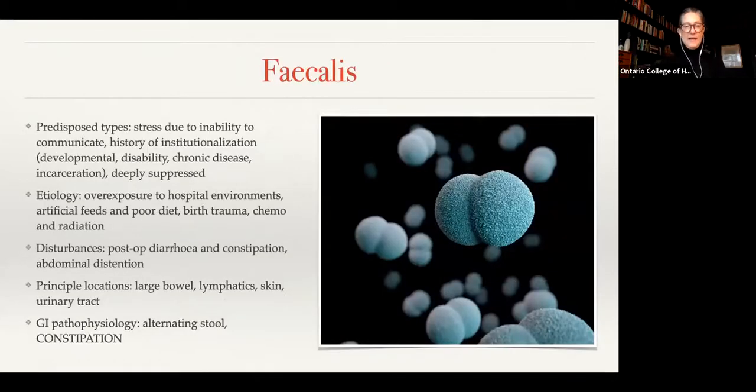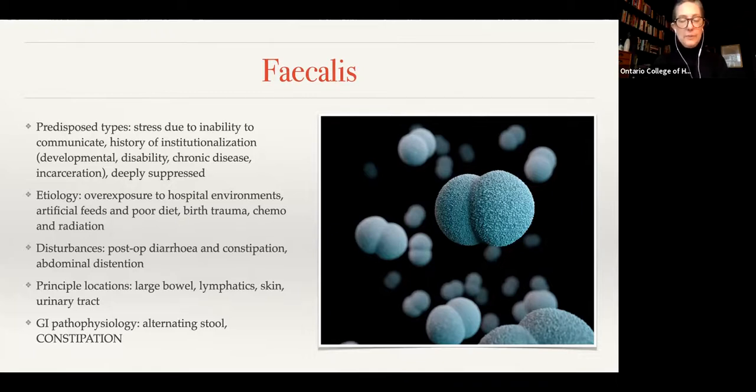Moving on to Faecalis. Faecalis is not a well-known remedy, not one I've used a lot, to be honest. The predisposed types for this are stress due to the inability to communicate. There are very specific circumstances for which this remedy is used, and I'm not sure I've ever seen a patient in my clinic who called for it. Faecalis is very well indicated in patients with a history of institutionalization.